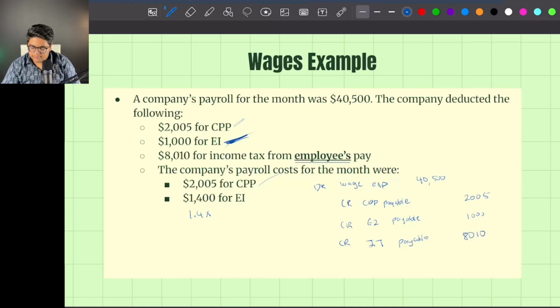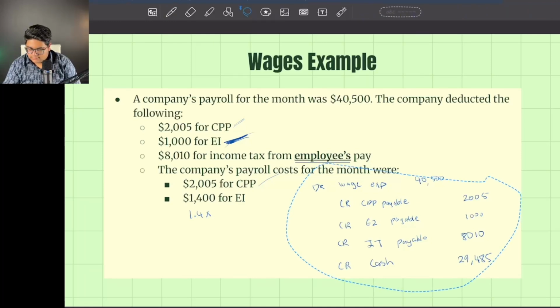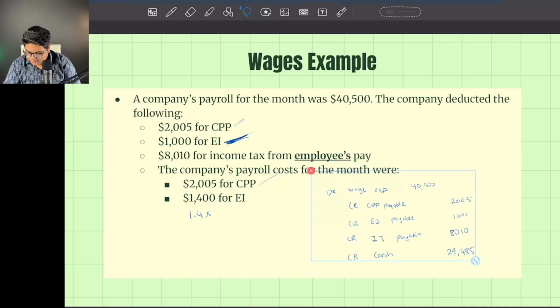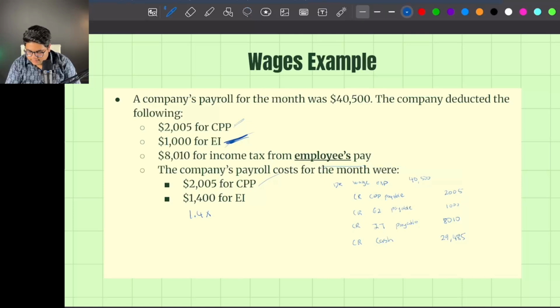Cool, so now you got a couple of credits and you got a couple of debits. They don't add up. You also know that you have a credit of cash. So you just got to subtract all of these from this to get your credit of cash, which comes out to 29485. This is what it looks like for the employee's portion. Let's just resize this a bit so I have some more space to work with. Cool. So now this takes care of this, and the cash we paid.